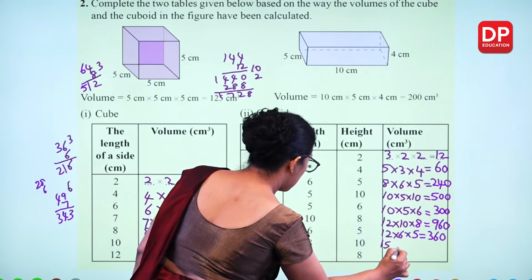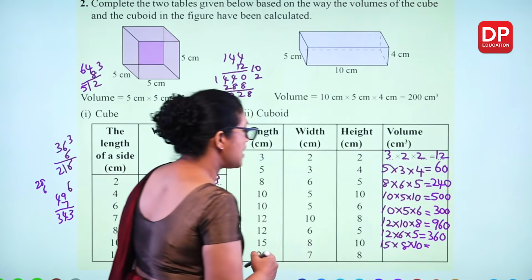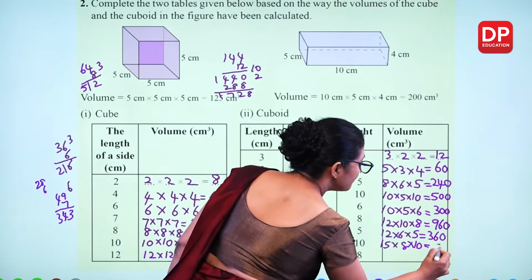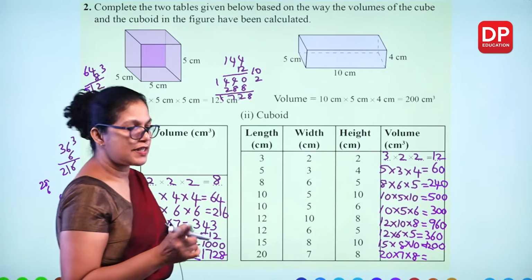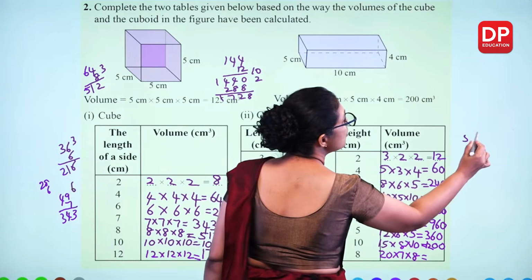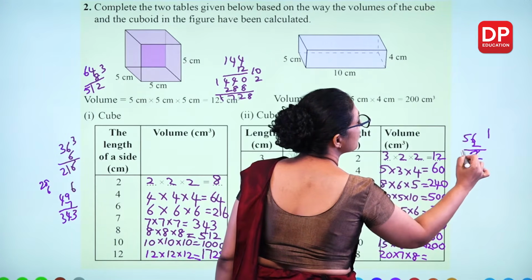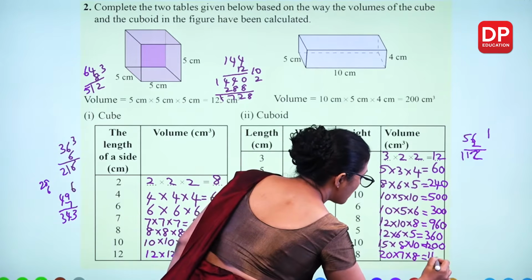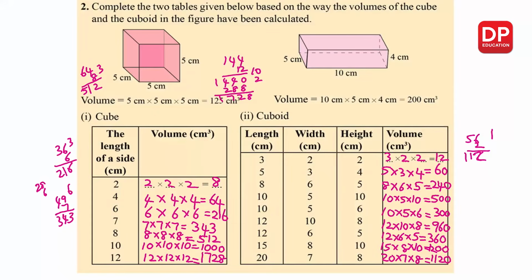15 times 8 times 10. 15 times 8, 120, and put a 0. 1200. 20 times 7 times 8. 8 times 7, 56. 56 multiplied by 2, 112. 112, and put a 0. 1120 cubic centimeters.